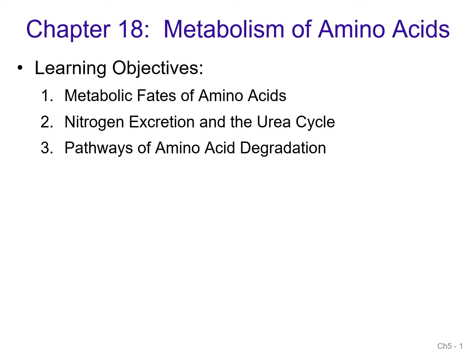And then thirdly, we'll very briefly talk about the pathways of amino acid degradation, meaning how specific amino acids actually enter the citric acid cycle or the urea cycle, how they specifically, all 20 of them, get converted into things that we can utilize as energy or put in the cycle as waste.